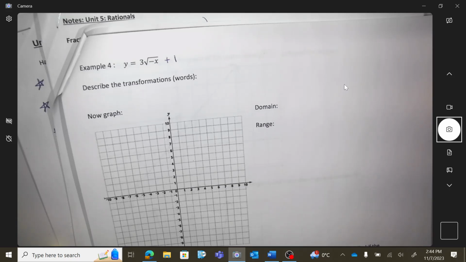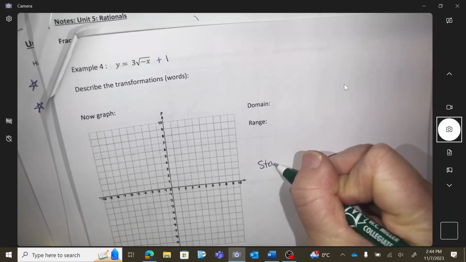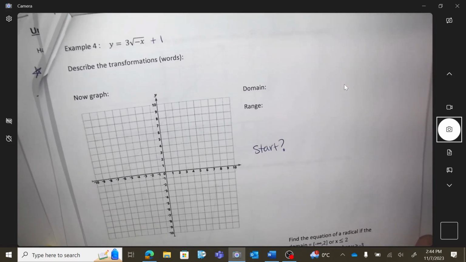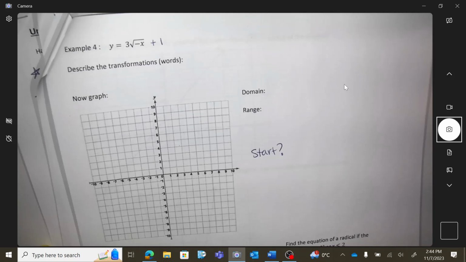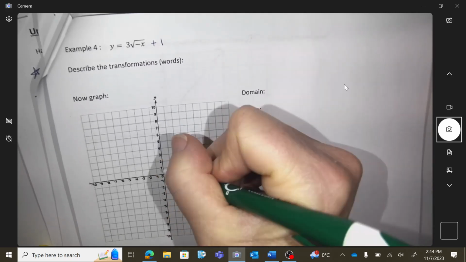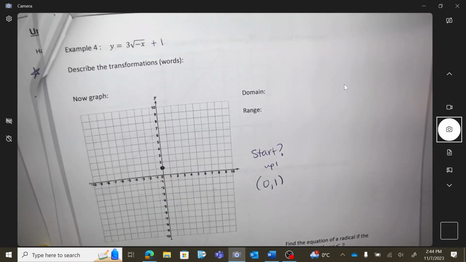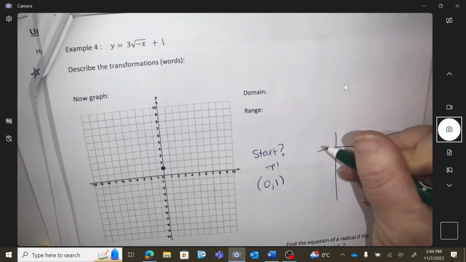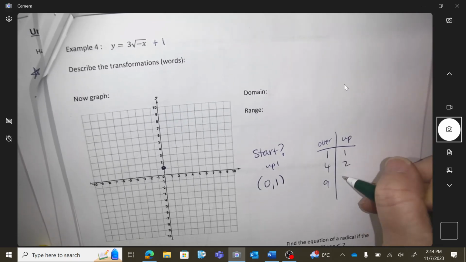Okay, so again, let's talk about first, where should I start? What's my starting coordinate? Have I moved left, right at all? No. Have I moved up, down at all? I moved up 1. So 0, 1. Chart. Over, up. 1, 1, 4, 2, 9, 3.